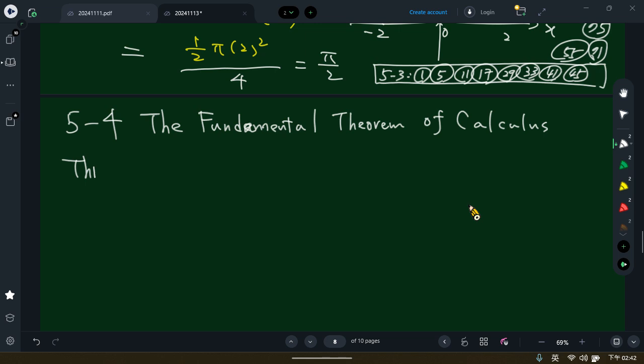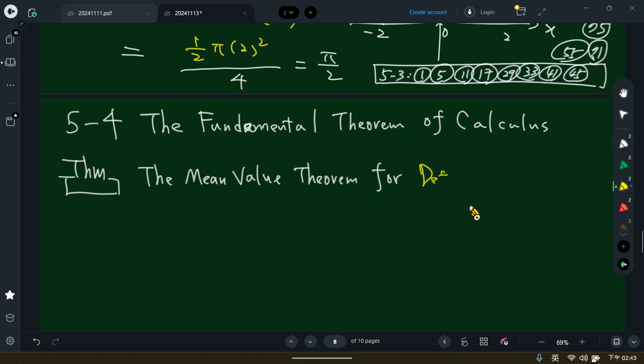Before that, I'd like to show you the mean value theorem for definite integrals. So we learned the mean value theorem before, right? Did you still remember what the mean value theorem is? Let me just remind you.